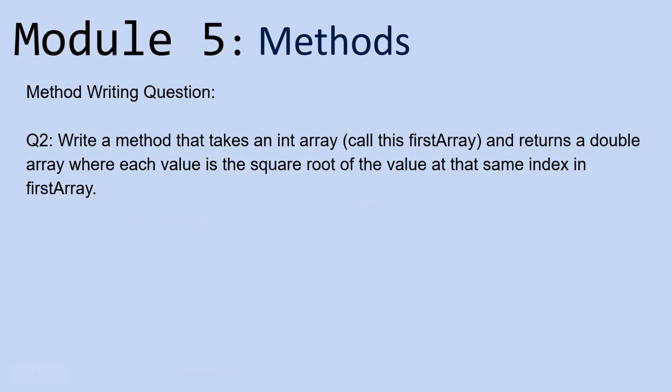I think this one's a little easier. So go ahead and write a method either on paper or on your computer that'll take an int array. And just for ease, I'll call this first array. So that's its parameter. And then we return a double array where each value is equal to the square root of the value of that same index in first array. So pause now, and then I'm going to move on to the solution in 3, 2, 1.